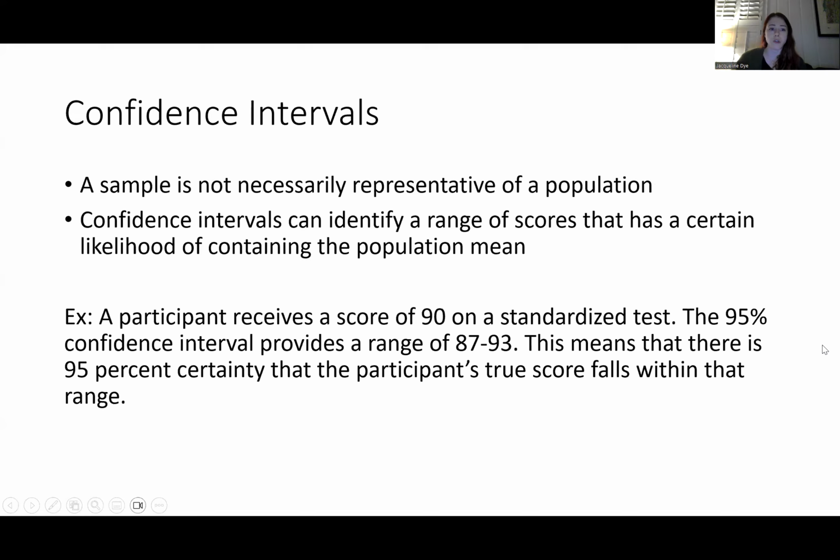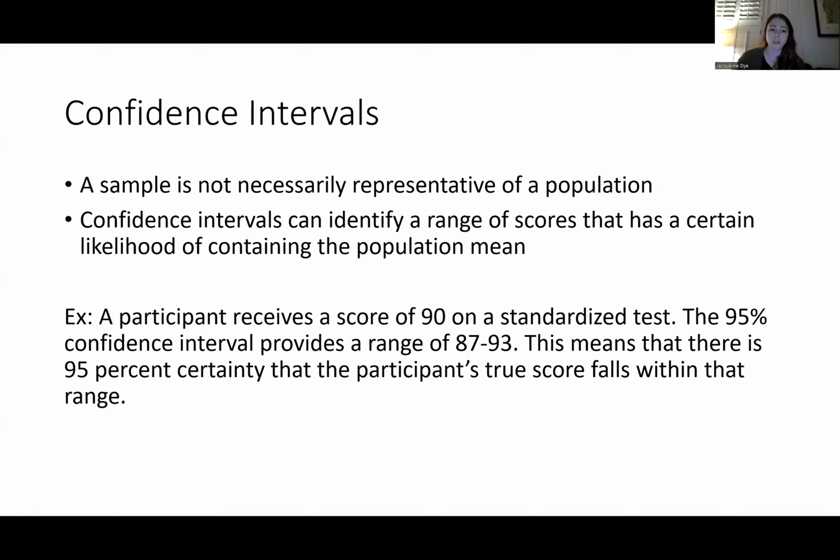Then we have confidence intervals. So confidence intervals are used because we have to understand that a sample is not necessarily representative of a population, like we talked about in earlier lectures. We hope that it represents the population, but we don't know that for certain. So confidence intervals can identify a range of scores that have a certain likelihood of containing that population mean. So that true score falls somewhere within that range.